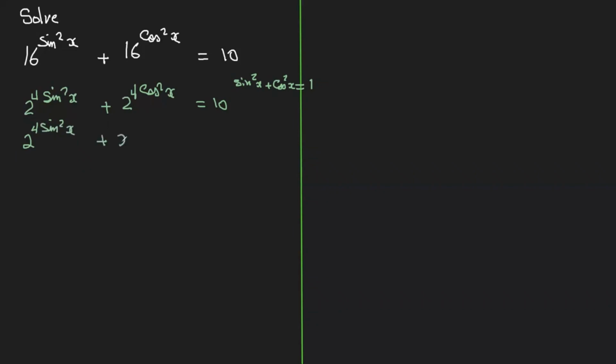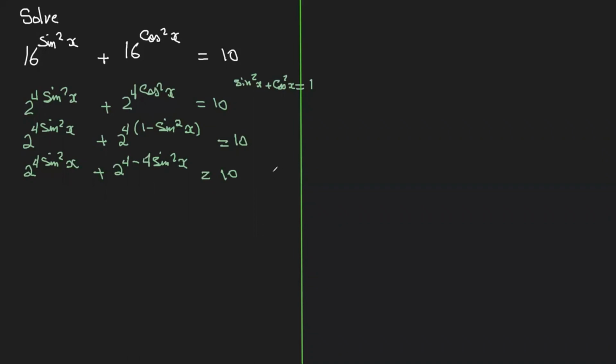plus 2 to the power of 4, and I'm going to change this to 1 minus sine squared x equals 10. And I will rewrite this again, but I will distribute the 4 into here. So I get 4 minus 4 sine squared x equals 10.